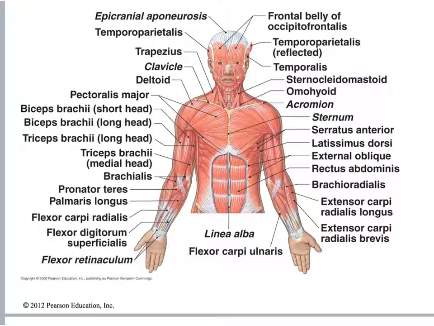This is a frontal view of the head and torso and upper limbs. Make sure you know the frontal belly of the occipitofrontalis. Make sure you know the sternocleidomastoid. Make sure you know the pectoralis major, the biceps brachii, the triceps brachii, the rectus abdominis, the latissimus dorsi. Don't forget the deltoid, the extensor carpi radialis longus, and the flexor carpi radialis.